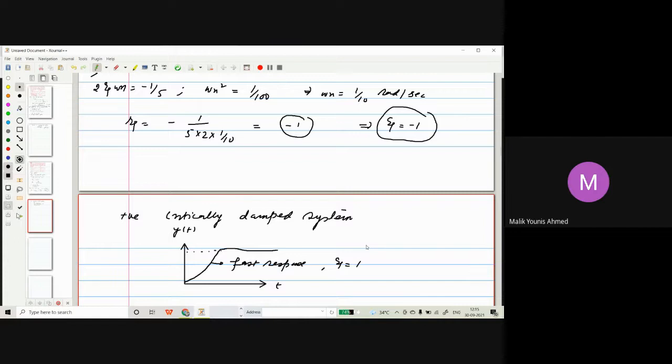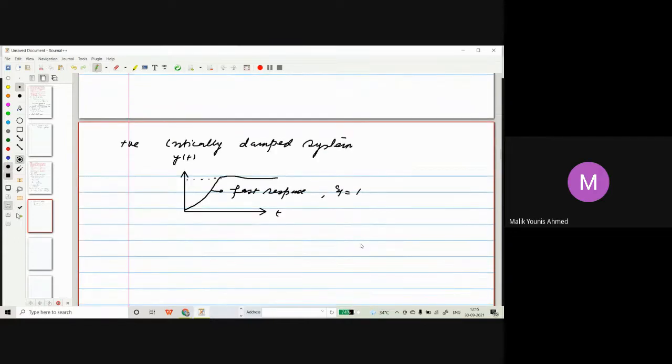But then we are getting xi equal to minus 1, so that means negative damping will be there. Negative damping will provide an unstable system. So if xi is equal to minus 1, we will have negative damping.